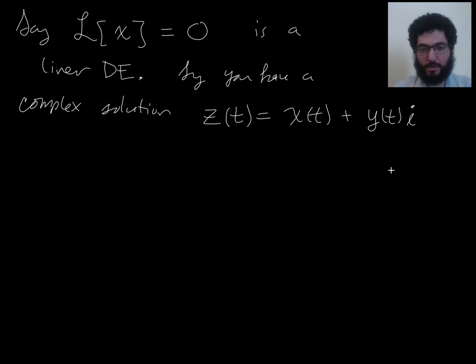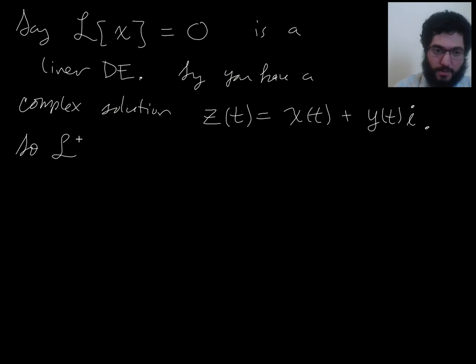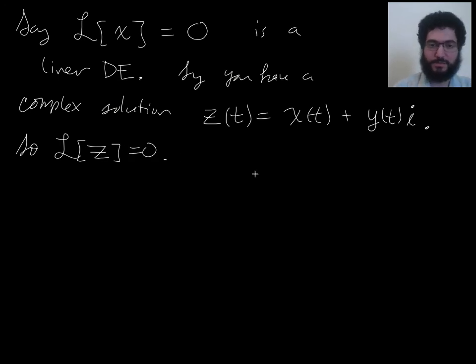Remember we talked about how complex valued functions, complex solution means we have a complex valued function. Remember how we talked about complex valued functions are just really two functions, the real part function and the imaginary part function. So when we say we have a complex solution, we're talking about two functions, like this, with the property that, so complex solution means when you apply the operator here to z, you get 0. That's what is meant by complex solution.